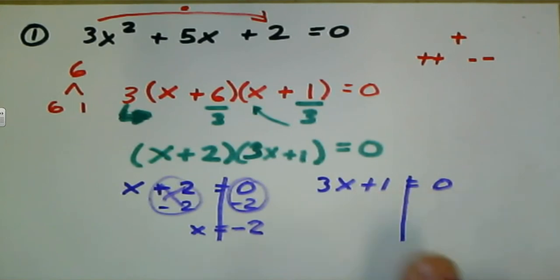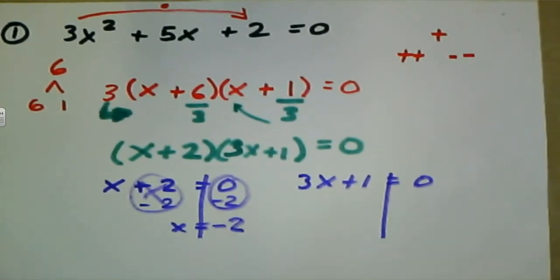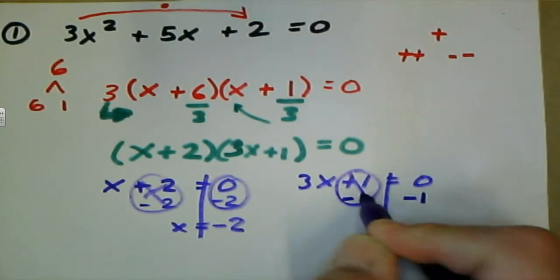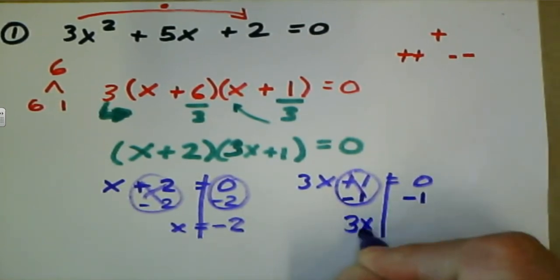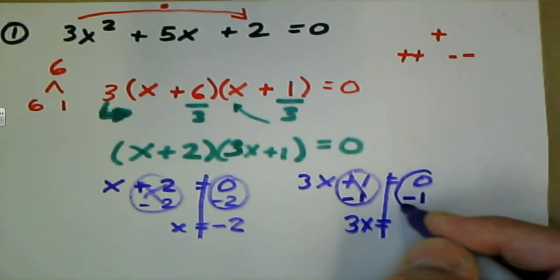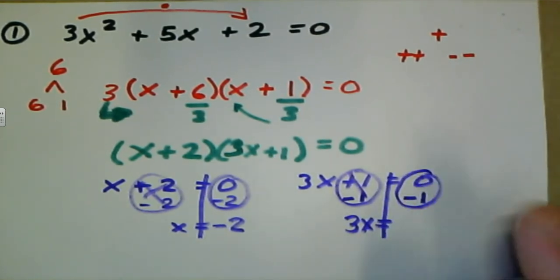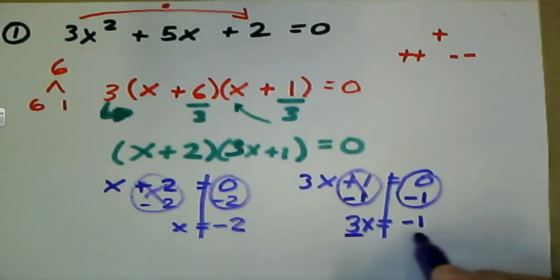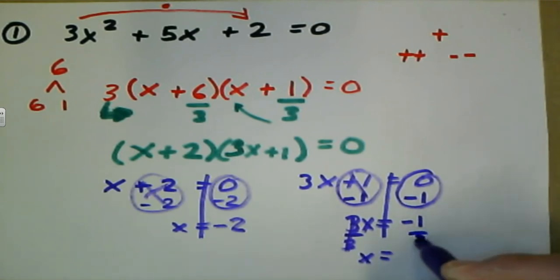But it's different over here, isn't it? Because we have to deal with this 3 now. So what we're going to do is subtract 1 from both sides of the equation. We're left with 3x, not just x. 0 minus 1 is negative 1. How do we get rid of the 3 now? We're going to need to divide by 3. Our 3's are gone. We have x equals negative 1 over 3.